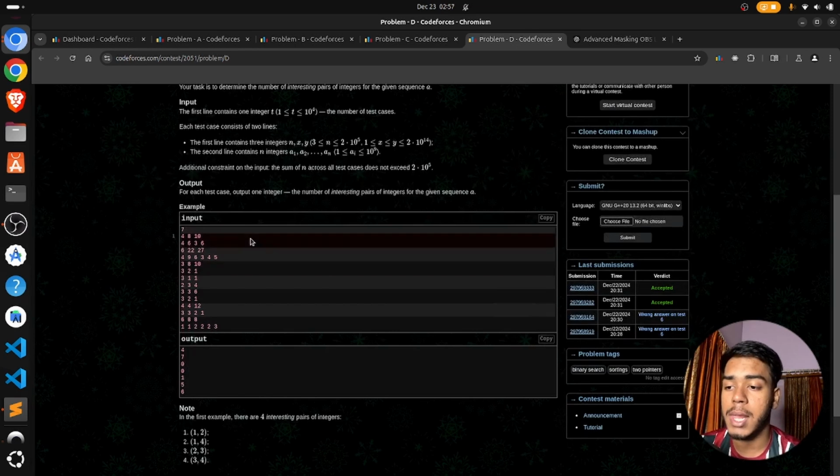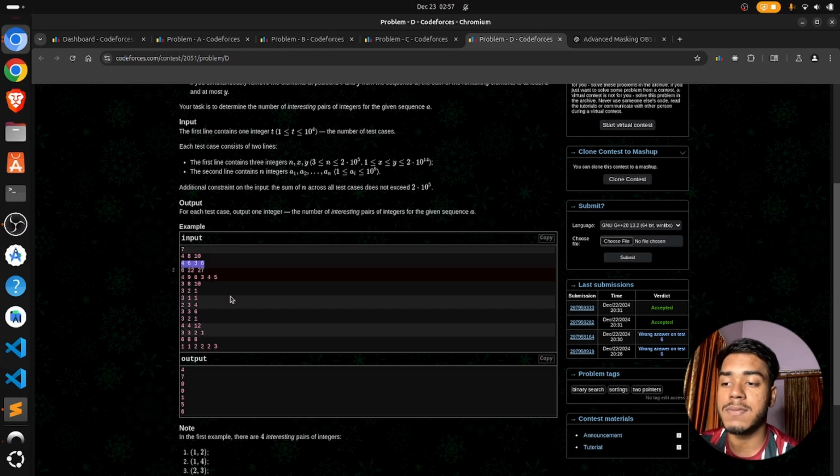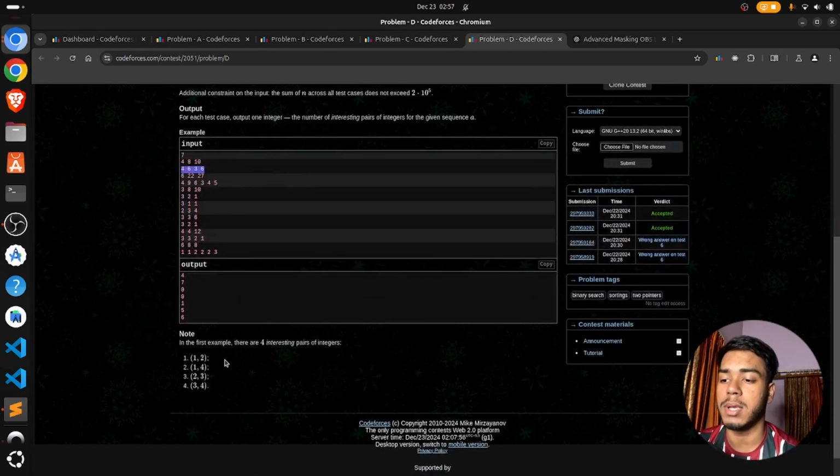Let's go through the example. For the first one, x and y are 8 and 10, like the lower bound of the range is 8 and the upper bound is 10. Okay, so you are given 4 6 3 6, and the answer is also given. In the first example, there are 4 interesting pairs, and so you are returning 4.